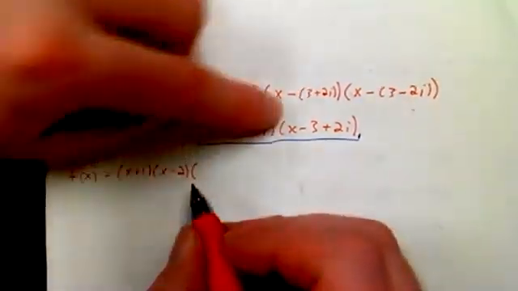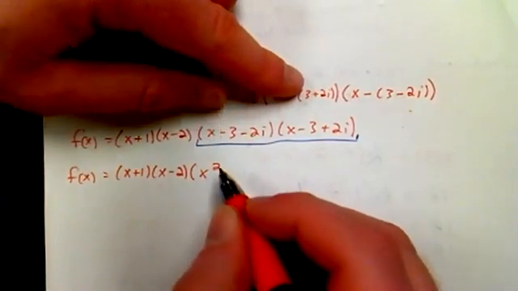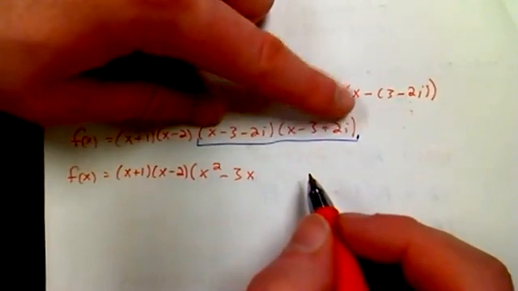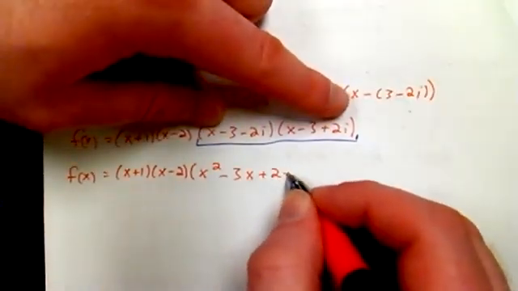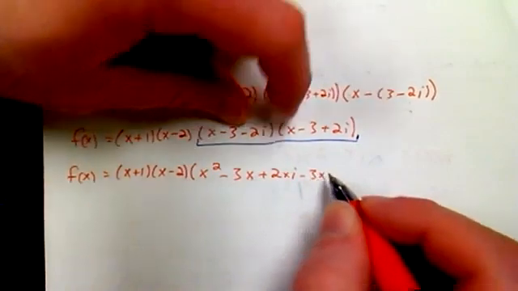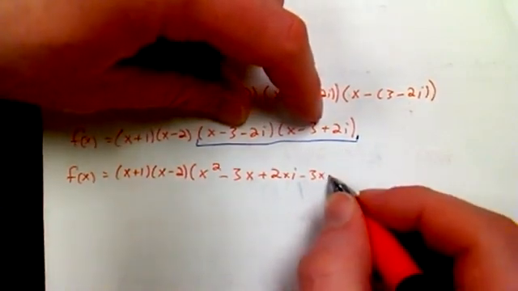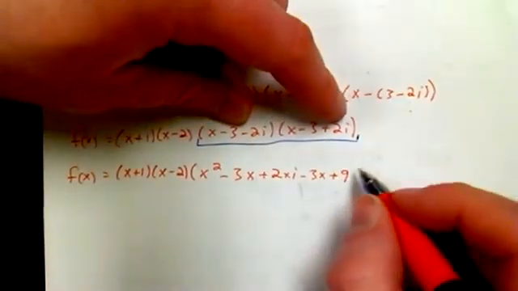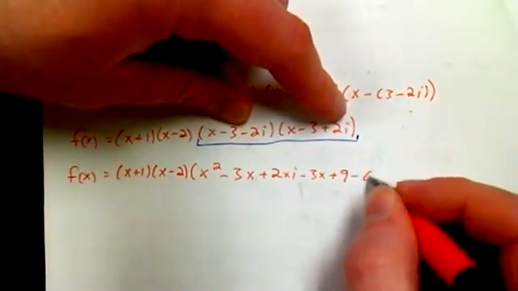So first one, x times x is going to be x squared. x times negative 3 is minus 3x. x times 2i is plus 2xi. Now negative 3 times x is minus 3x. Negative 3 times negative 3 is plus 9. And negative 3 times 2i is negative 6i.